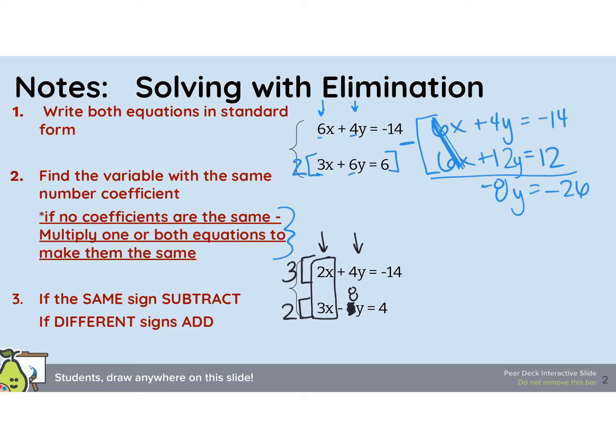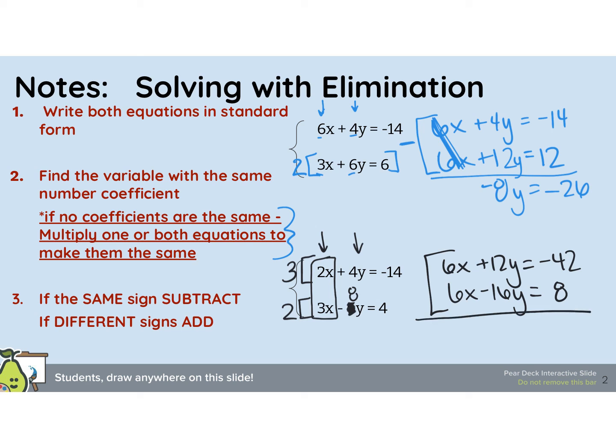Okay, so I had to change my equation. Yours is already going to be the same, but I had a bad equation. Anyway, now we're going to make both of our x's the same. So 3 times 2x will give me 6x. 3 times 4 will be 12y. And this will be negative 42 for the second equation. 2 times 3x is 6x. And then we have minus 16y equals 8. So this is just an example of when you have to multiply both of your equations, whereas before, we only had to multiply one.